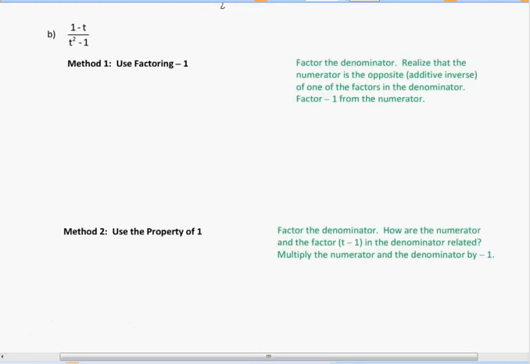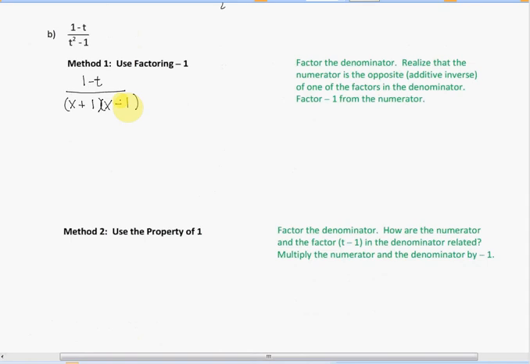We've been asked to simplify 1 minus t over t squared minus 1 and state the non-permissible values. We're going to use 2 methods. The first one we'll use factoring by negative 1, and the second one we'll use the property of 1. So let's start. We're going to take our expression, and we're going to factor the denominator. Notice it's a difference of squares. Okay, and a difference of squares factors into a sum and a difference.